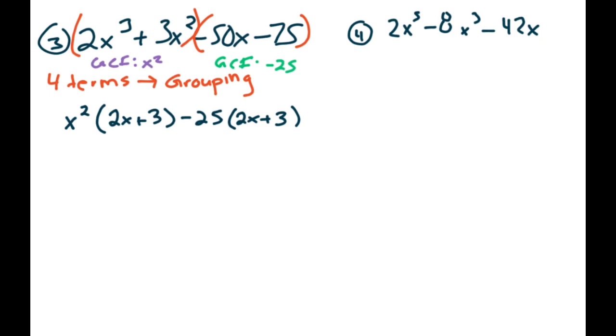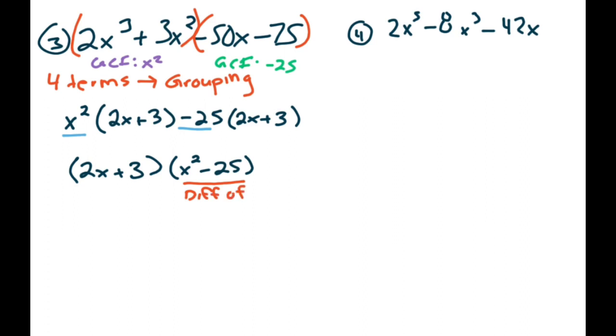Notice the 2x plus 3's are the same, so that's my first parenthesis. My second parenthesis is the x squared minus 25. Now, a lot of times we can stop here, but this x squared minus 25 is a difference of squares. So we can factor this using an x plus 5 and an x minus 5.